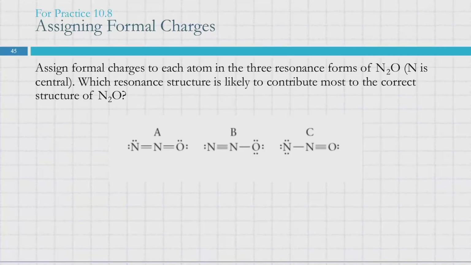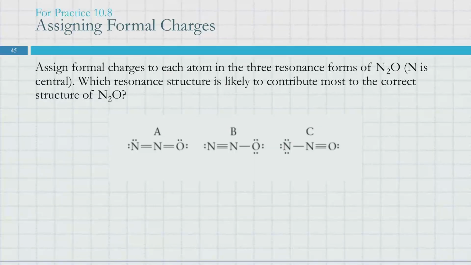Okay. I'm going to give you some time to practice with formal charges. So assign formal charges to each atom in these three resonance forms of N2O, where one of the ends is central. Which resonance structure is likely to contribute most to the correct structure of N2O? So figure out which one has the smallest formal charges. And that's the one that's probably going to dominate.